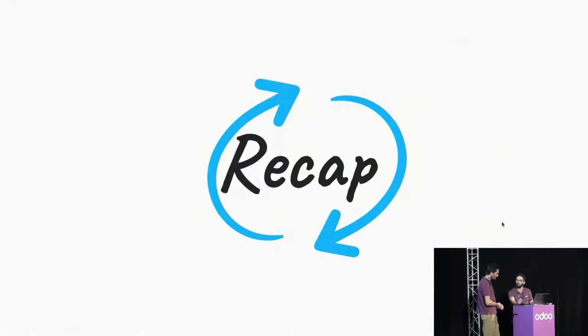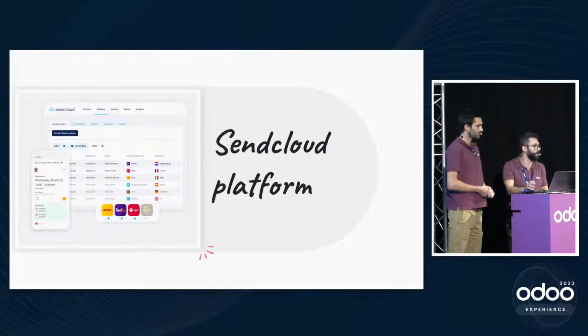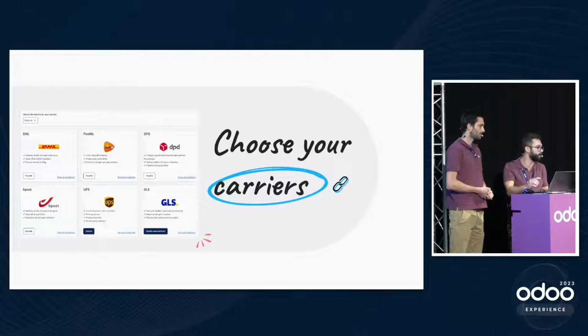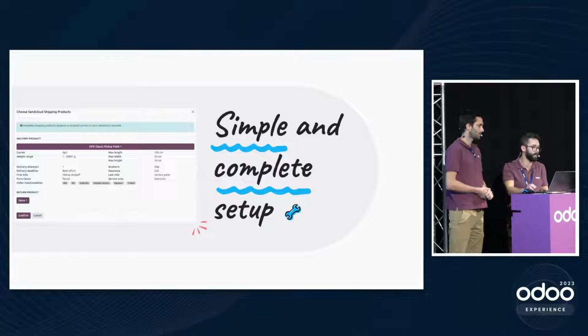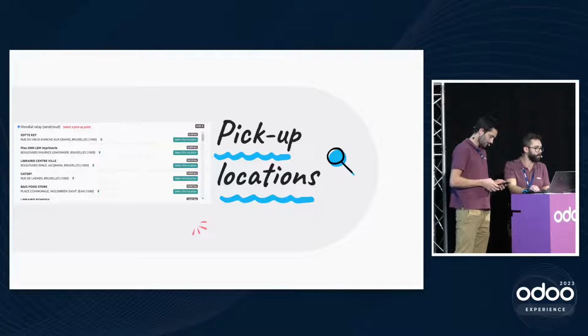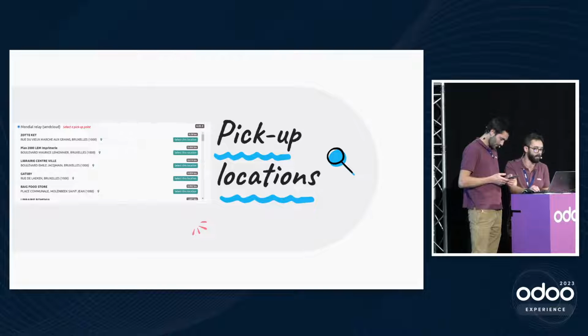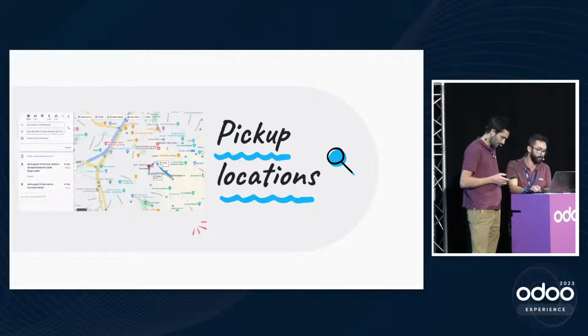Okay, of what we've seen. As you know, we introduced Sendcloud in V16, and now we've greatly improved it in V17. We've seen how we can enable the carriers that we want to use. We've seen that it's a simple and complete setup. Now it's more user-friendly. We have all of the information available already from Odoo's backend. We have the pickup locations, which is a new feature that came from V16.3 and is, of course, in V17 as well. And if you click on the little pinpoint, you can easily navigate to see how far away from your house it is.